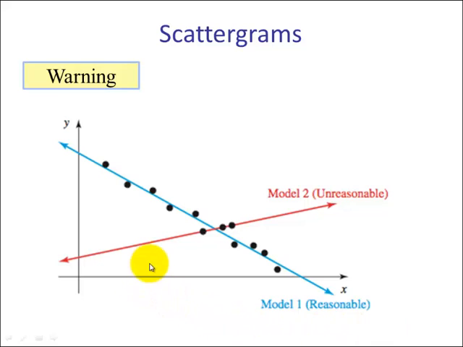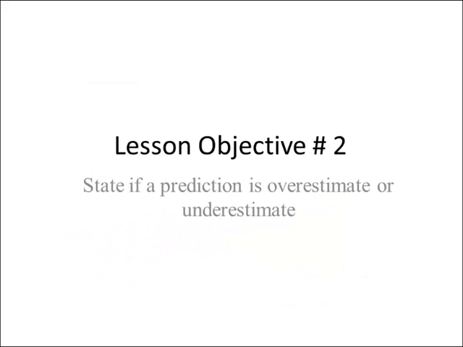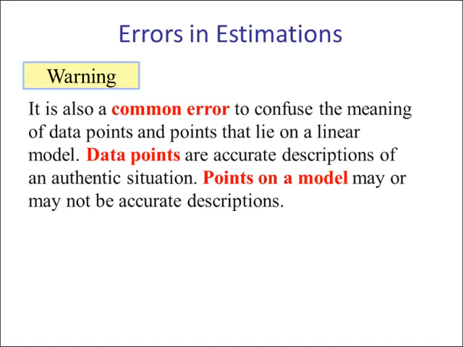So here's the visual. The blue line is a reasonable model for this data, even though it does not contain any of the actual data points. The red line contains 3 actual data points, but it is an unreasonable model. Lesson objective number 2. It is also a common error to confuse the meaning of data points and the points that lie on the linear model. Data points are accurate descriptions of an authentic situation. Points on the model may or may not be accurate descriptions.